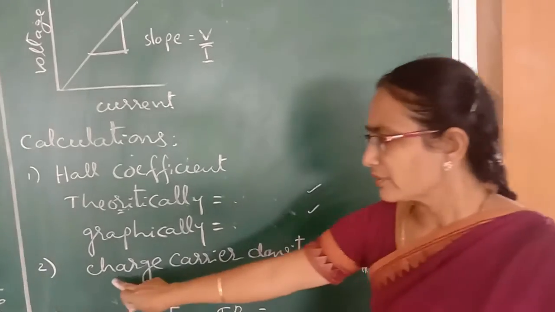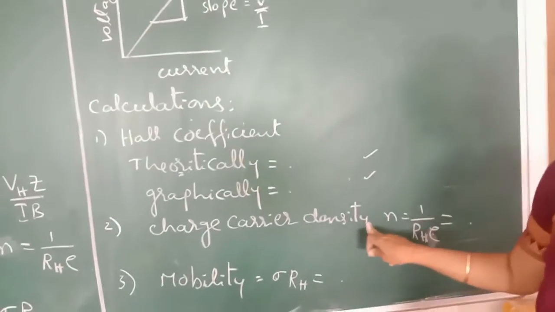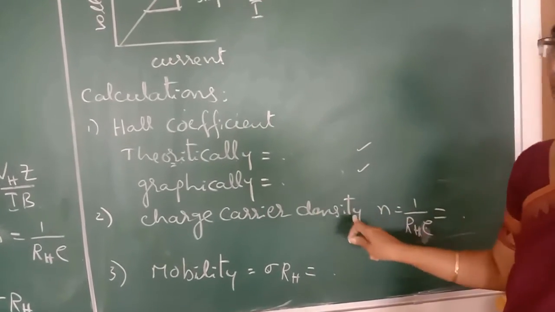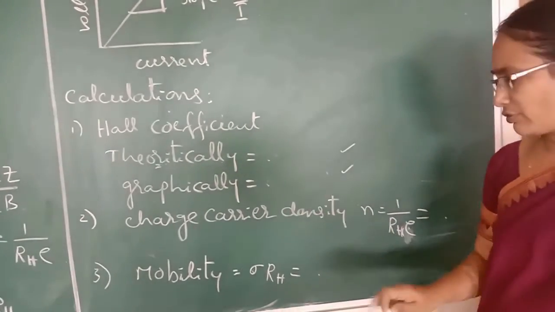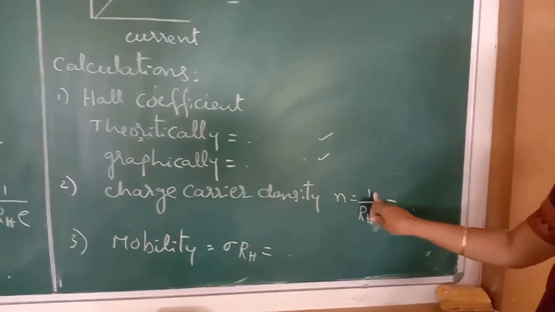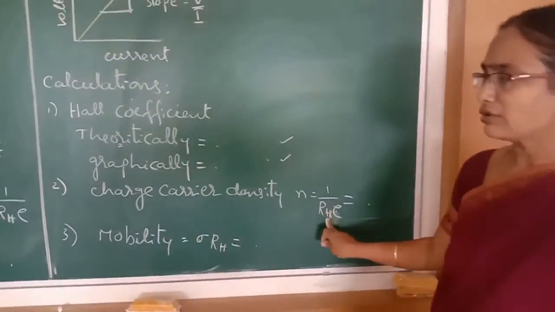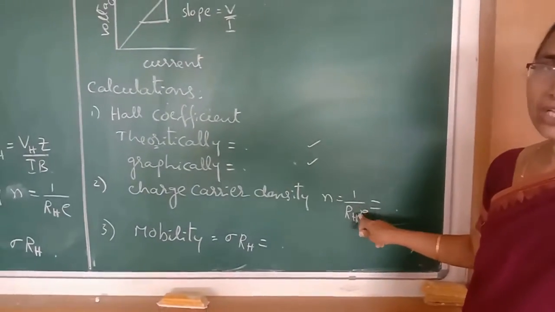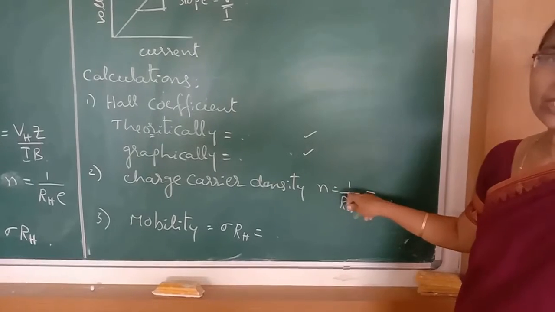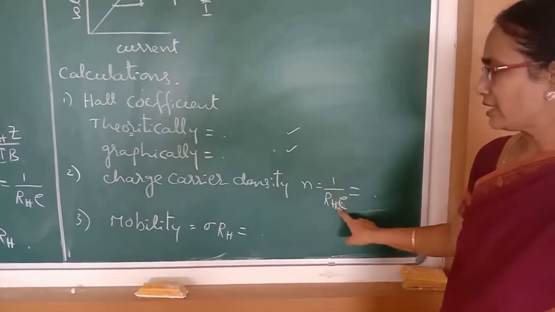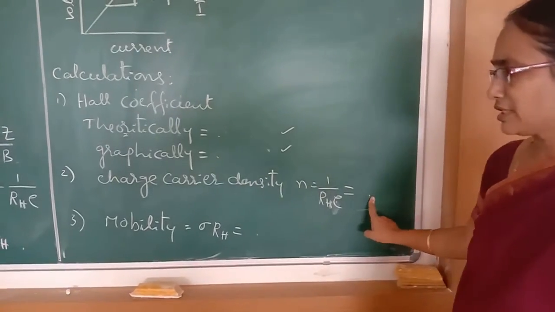After this, we are going to calculate the charge carrier density. We are taking an n-type semiconductor, so we are calculating how many electrons are present per meter cube. That is done by n is equal to 1 by RH E, where RH is the Hall coefficient that we calculated, and E is the charge of the electron, which is equal to 1.6 into 10 power minus 19 coulombs. So substitute in this and calculate the charge density.